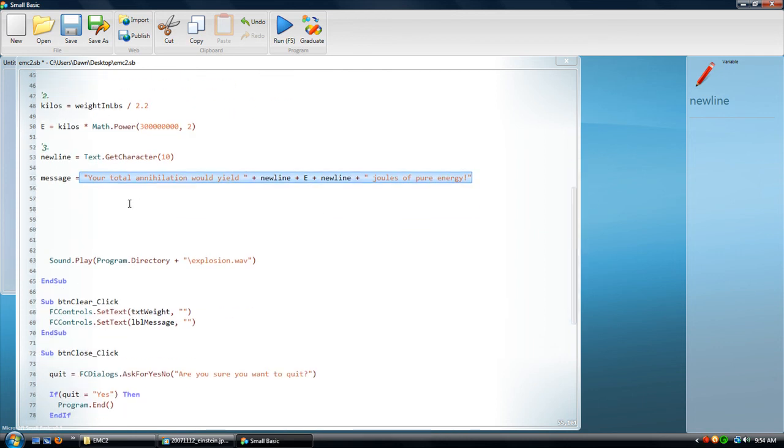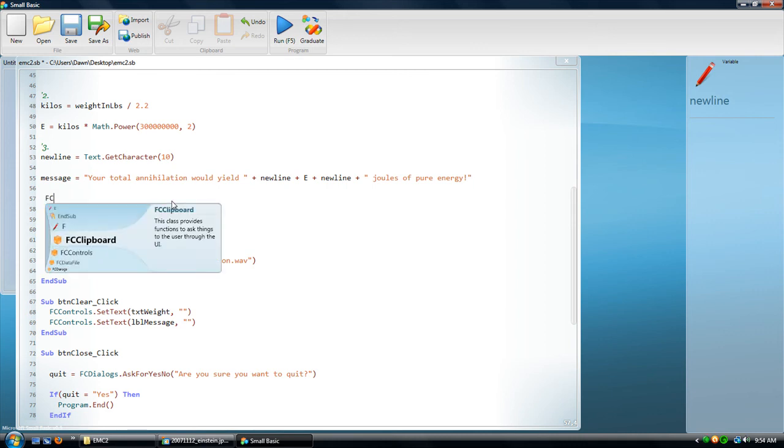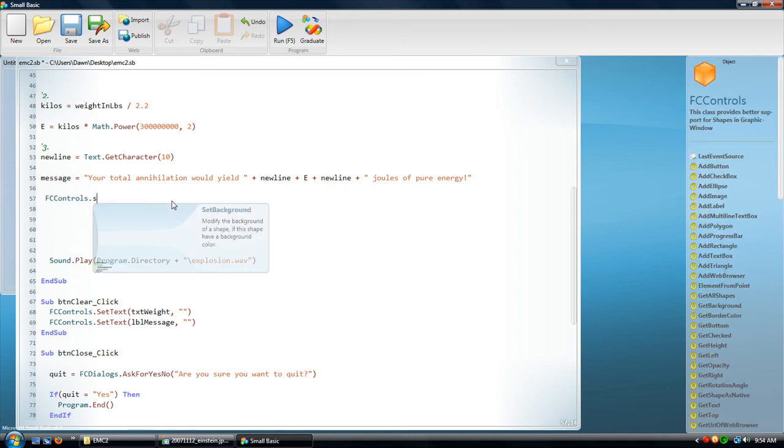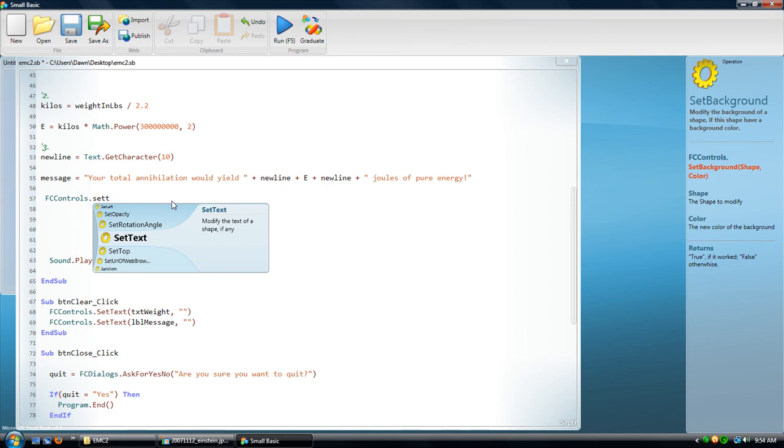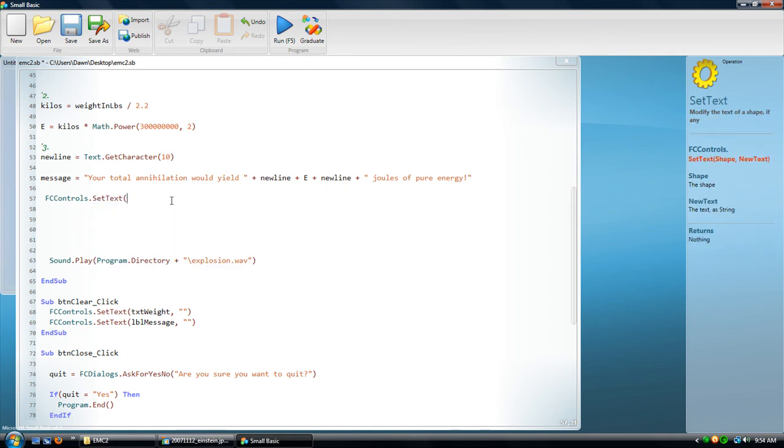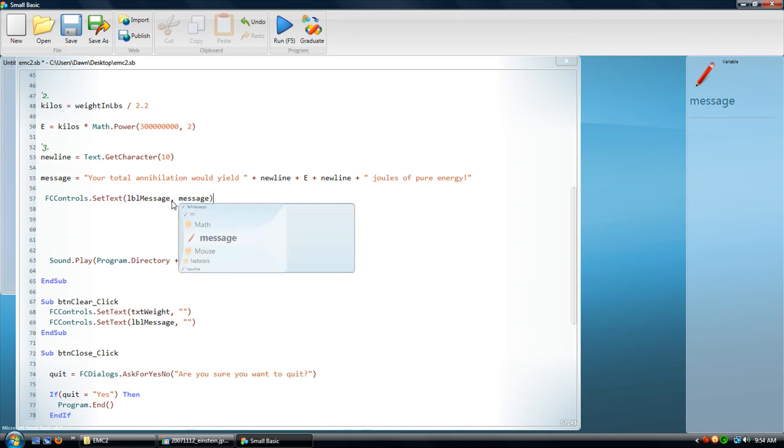Okay, now it makes it really easy to call the SetText. So we'll say FC Controls SetText, setting the text of the label. It's called lblMessage. That's our tall label that'll display the 3 lines nicely. And what are we displaying in the label? The message that we just built on the previous line. Okay, so that'll do it. Let's run.